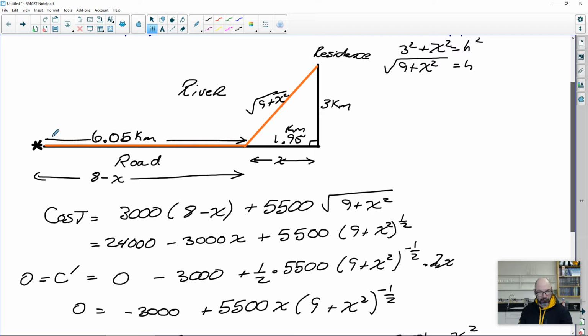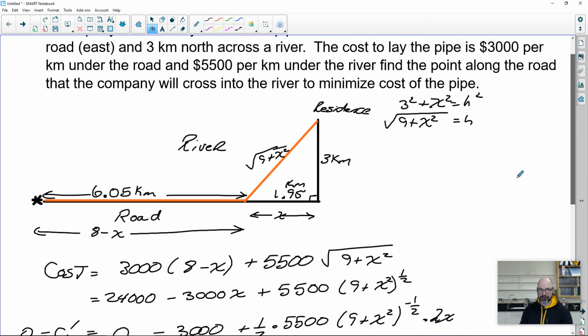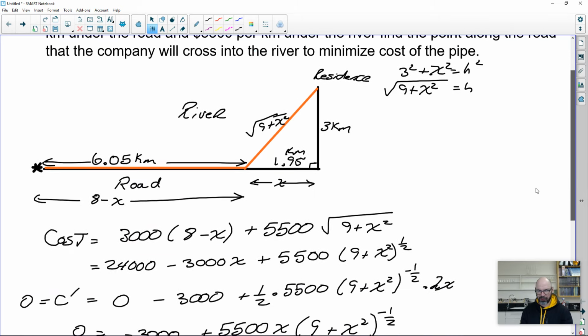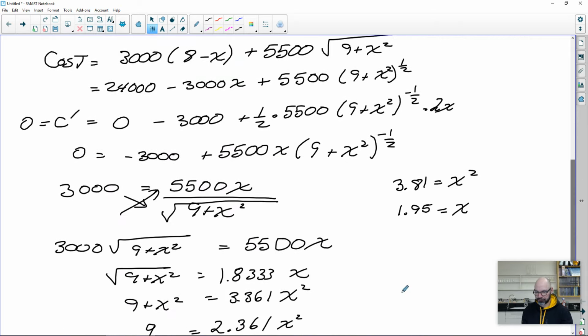So, and that would add up to 8 when we add that other one. So the question was asking us, right here, it says, the cost of laying the pipe, and it says, find the point along the road that the company will cross into the river to minimize the cost of the pipe. So they're going to cross into the river 6.05 kilometers down the road. And that would be our answer. So you would say 6.05 kilometers down the road.